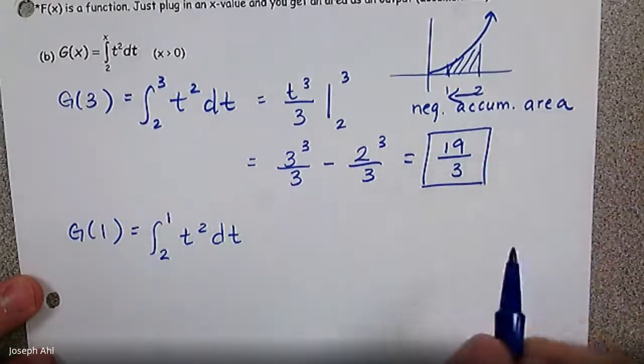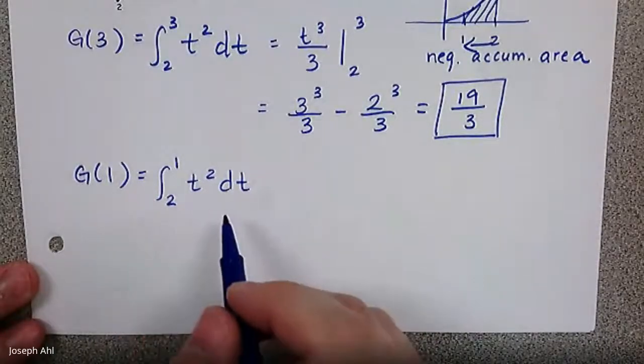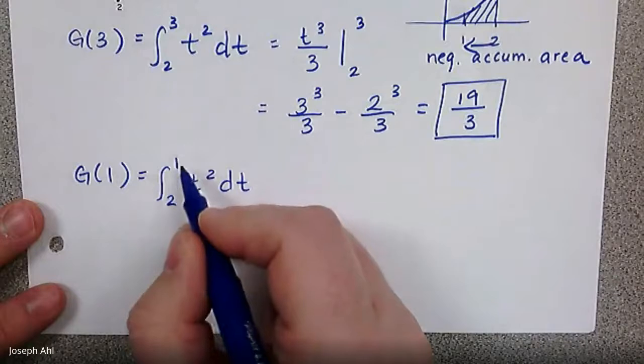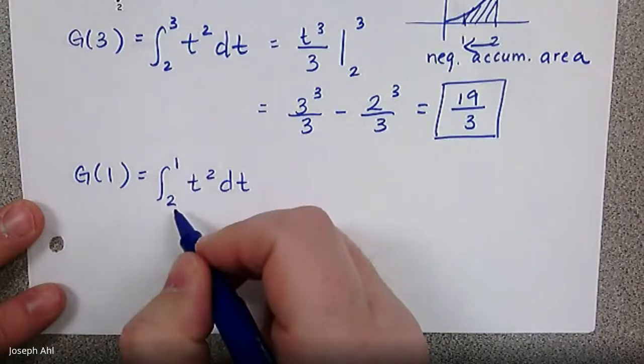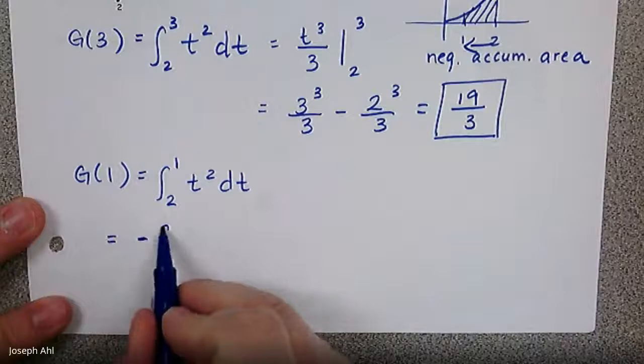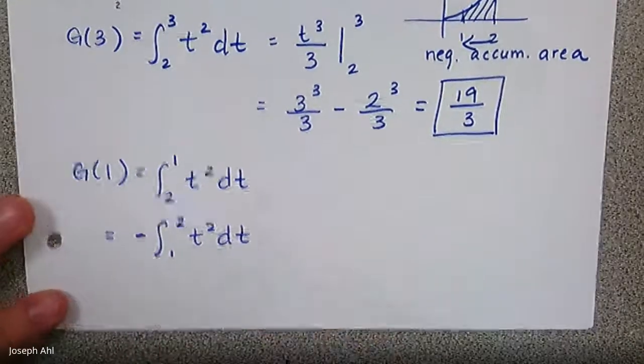accumulated area. And you can justify that algebraically by using a little bit of integral properties: if you want to make it such that the bounds make a little bit more sense by having the upper bound of 2 and the lower bound of 1, we know that this is equal to the negated integral from 1 to 2 of t squared dt.